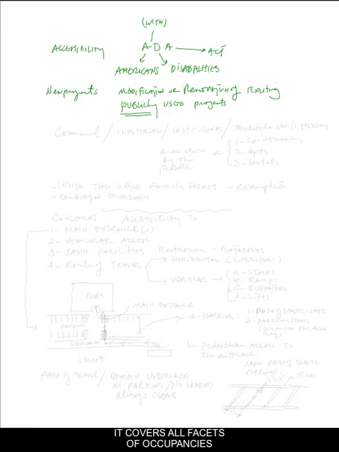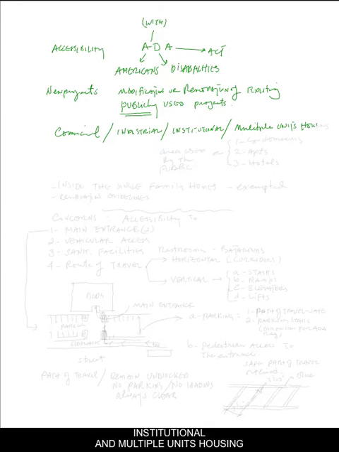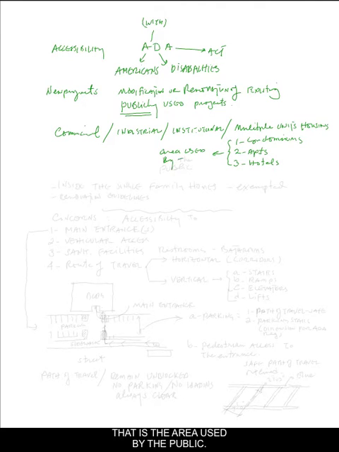It covers all facets of occupancies from commercial and industrial, institutional, and multiple units housing, which means condominiums, apartments, and hotels. That is the area used by the public.